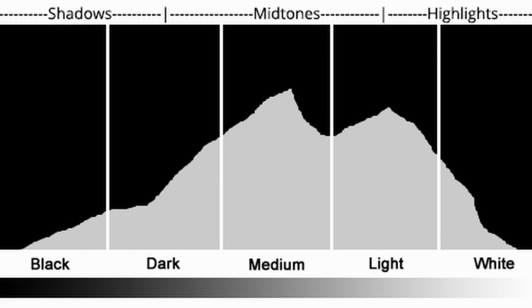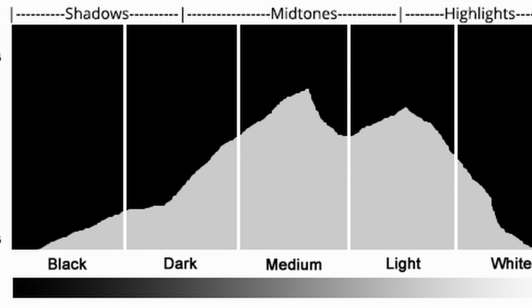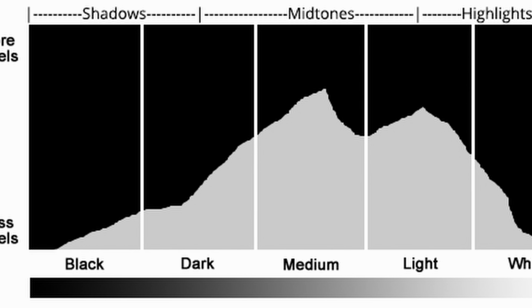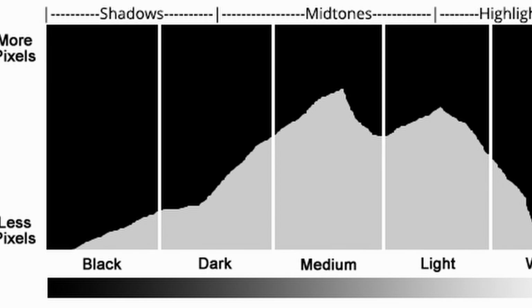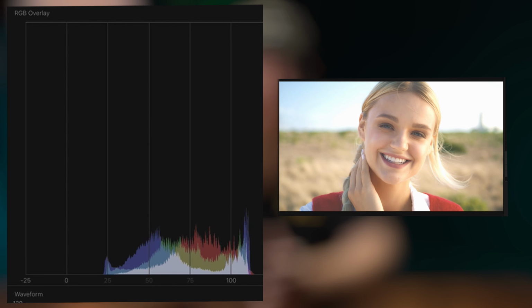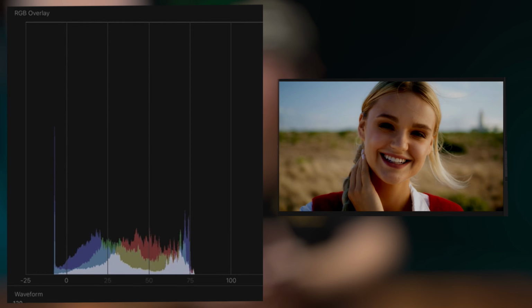The histogram scope is used to analyze the color levels in your video. The horizontal axis represents the range of colors in the image, while the vertical axis represents the number of pixels that have that color value. Using the histogram, you can adjust the color balance of your footage to ensure that it looks natural and well balanced. If there are spikes in the histogram at either end of the horizontal axis, it means the image is either too bright or too dark.